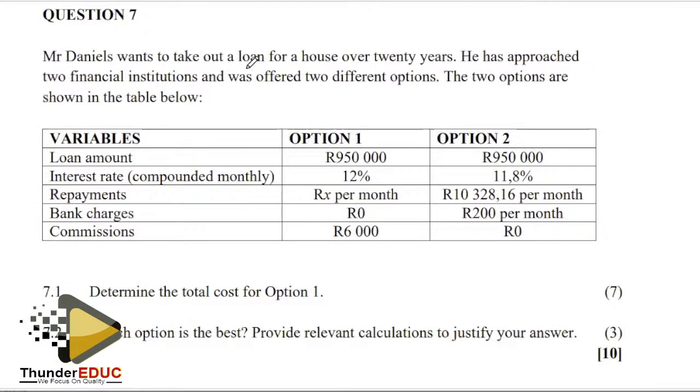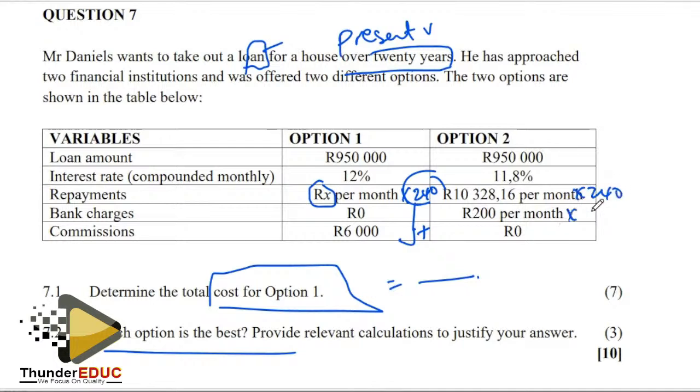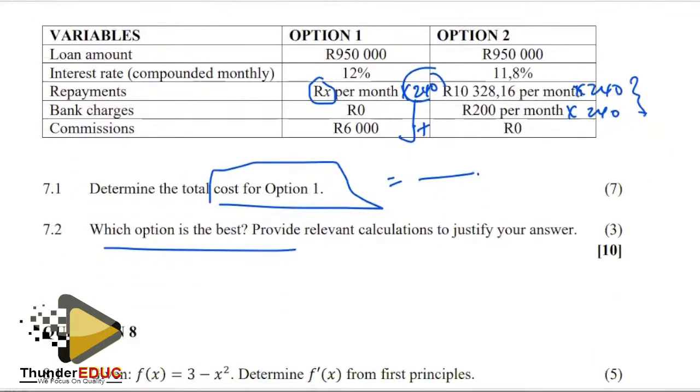Question 7, Mr. Daniel wants to take out a loan. We said loans form what we call the present value. They gave us the period, which is 20 years, and they want the total cost of option 1. So for you to get the total cost, what is missing is the monthly payment, which is x. Get the monthly payment, multiply it by the number of months, which is 240, and then you add the commissions. That will give you the total payment. Which option is the best? If you get this and that, the total that you have in 7.1, you can also multiply this 10,000 times 240, multiply the 200 by 240, get the total, and then compare the loan amounts. And then you draw your conclusion.